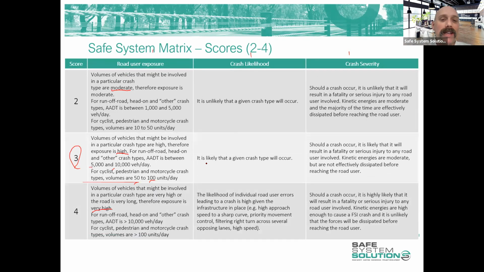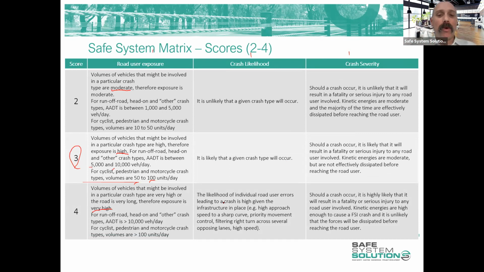Up at a 3, it is likely that a given crash type will occur. So you're not going to get much information there, are you? But don't get too concerned by this lack of guidance, because remember, this is a relative scoring exercise. Do the existing conditions first, and then when we score the design, it's all about how it alters.